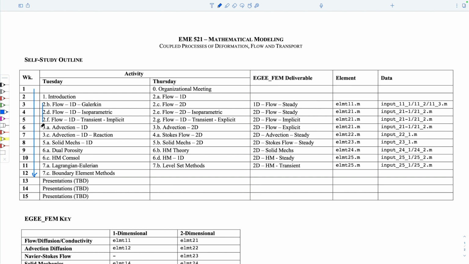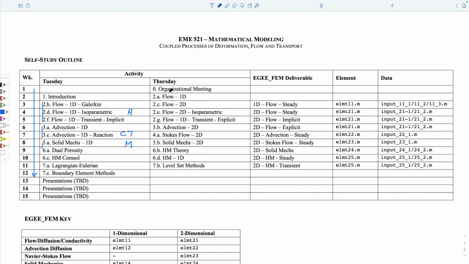This is flow, so this would be H. This would be transport, which would be C. This would be solid mechanics, which would be M. So this would be H, C, or T, I suppose. And this would be M, in terms of hydraulic, chemical, transport or thermal, and mechanical.